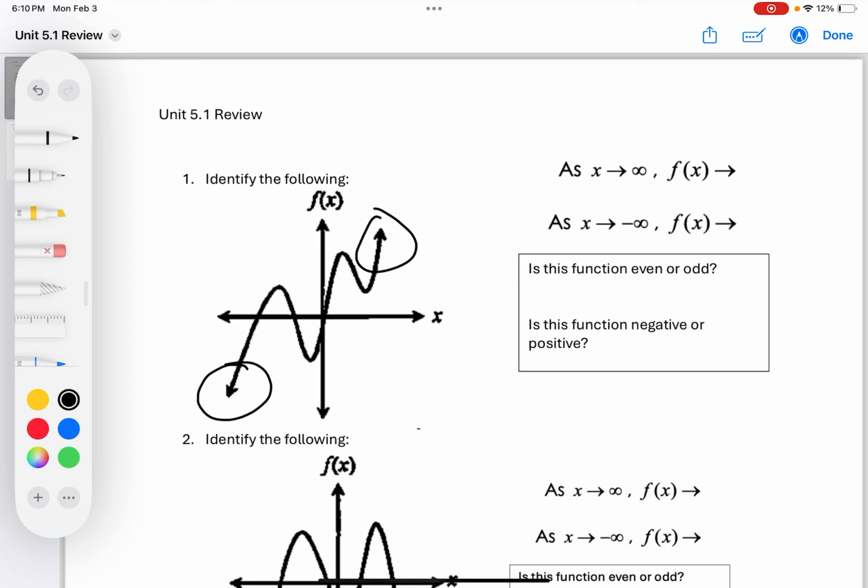So if we look, I'm looking first as the x's approach, as the x's are approaching infinity. So positive numbers, this side of the graph. The right side of the graph, what is my arrow doing? Is it facing up or is it facing down? It's facing up. So positive infinity.